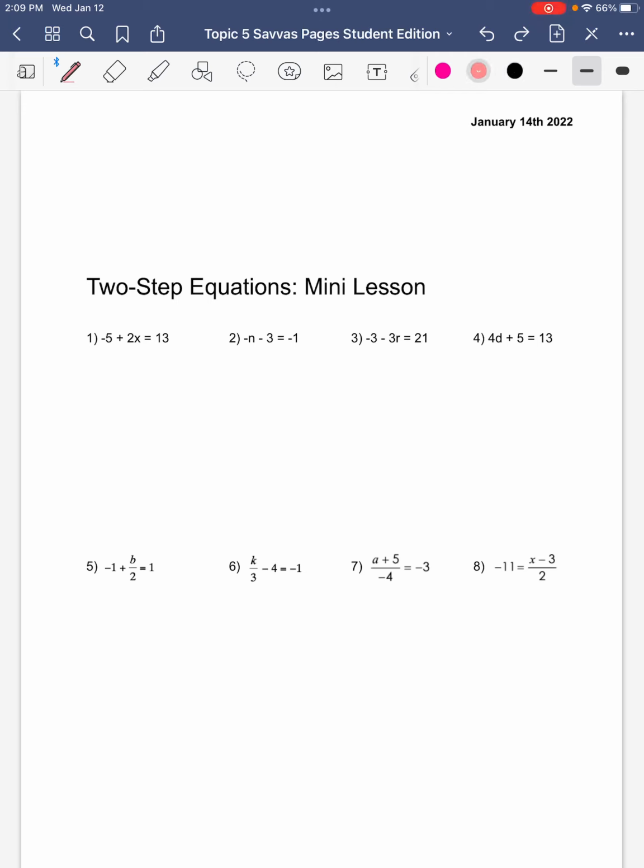Hey y'all, today is January 14th, and in our lesson today we talked about solving two-step equations. So we're just going to do a little mini lesson on how to solve two-step equations. So grab a pencil, a piece of paper, and your calculator, and let's get started.